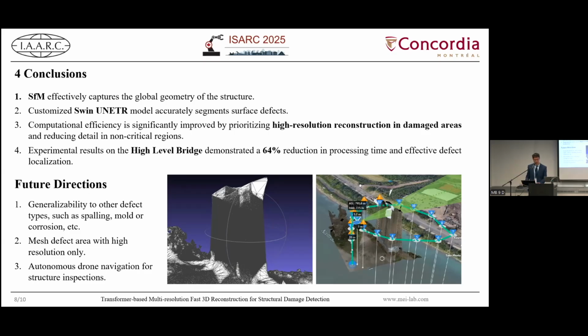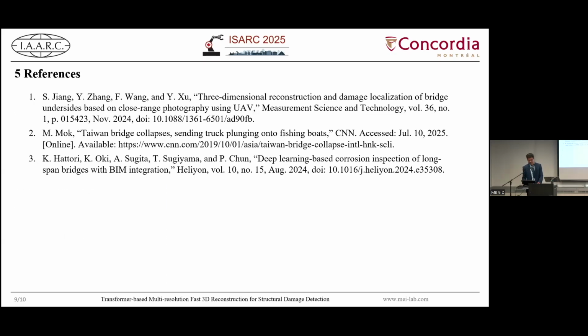The third one, which I'm working on right now, is autonomous drone navigation for structural inspection to save manpower. As you can see here, all you need to do is hit the start button and the algorithm takes care of the rest. This saves manpower, because now we still need a pilot to fly the drone.